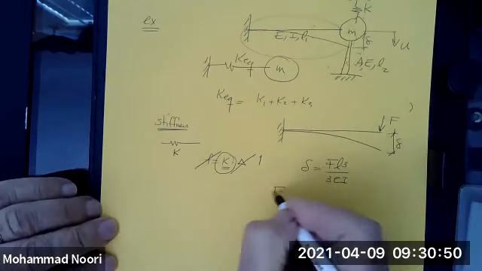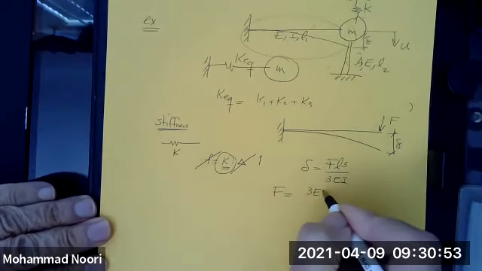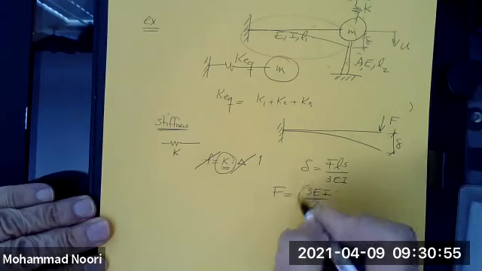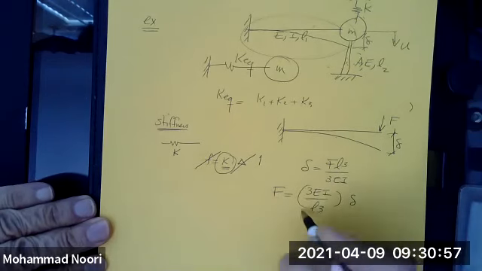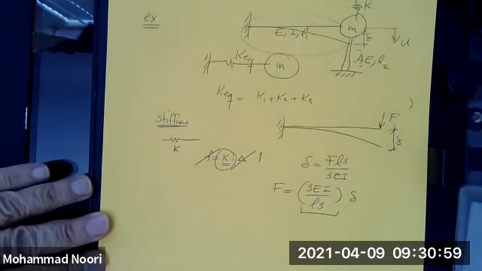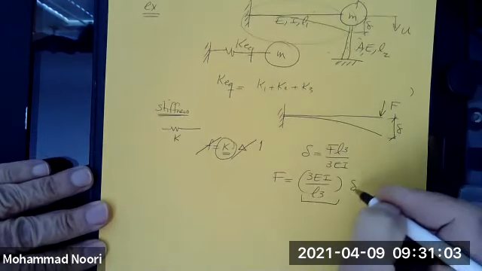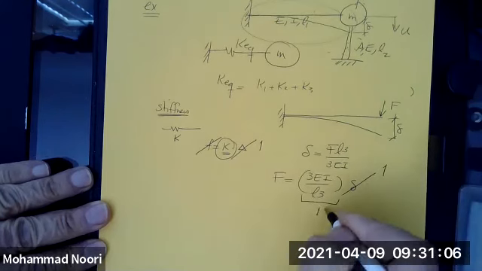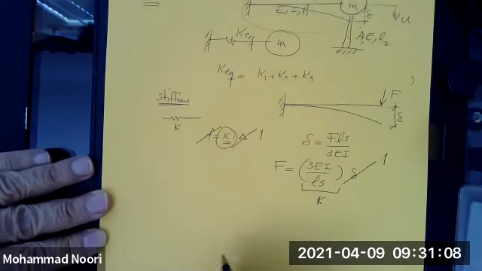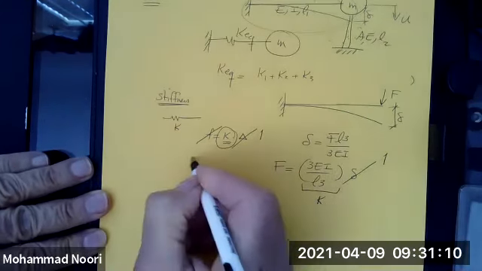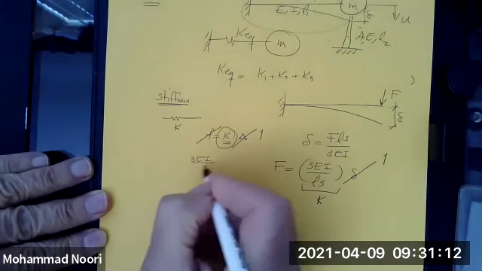So you have 3EI over L cubed times that delta. This is your what? If the displacement is 1, that is the stiffness, okay? Which is 3EI over L cubed.